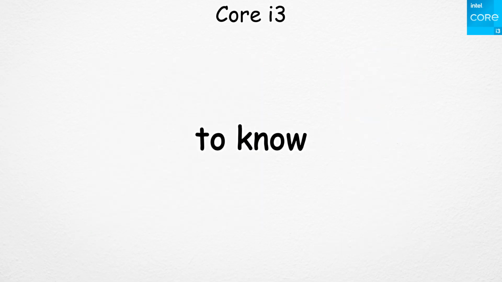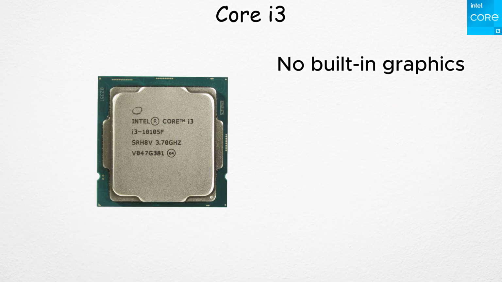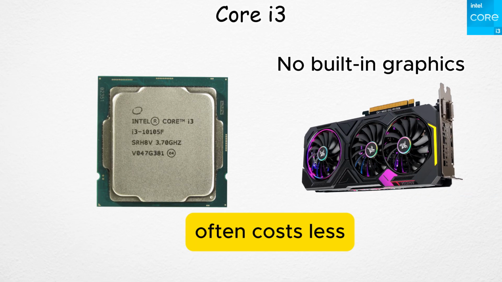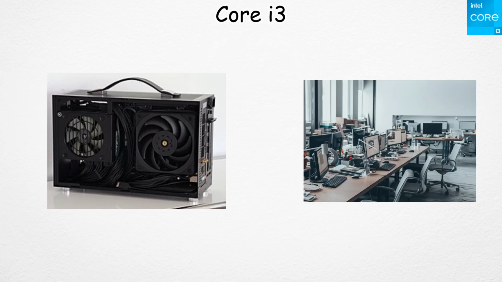Key suffixes to know. U, low-power mobile chips for great battery life and cooler operation in slim laptops. F, no built-in graphics, requires a separate GPU but often costs less. T, ultra-low power desktop versions for small form factor PCs, quiet office machines.